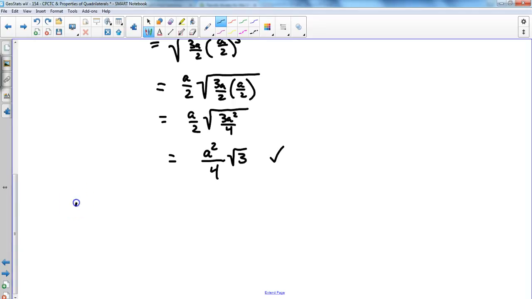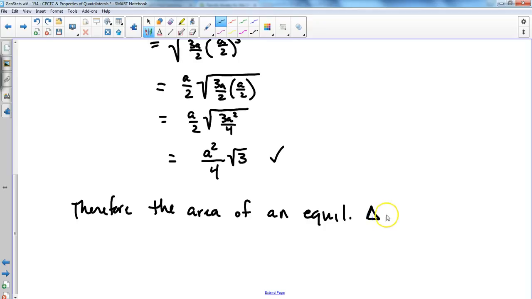So if we want to kind of formalize the end here, therefore the area of an equilateral triangle is whatever one of the sides is squared over 4 times root 3.